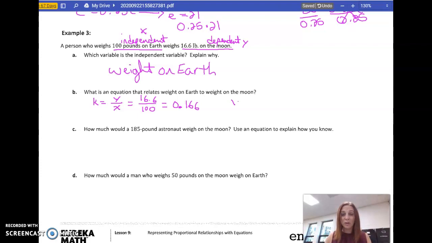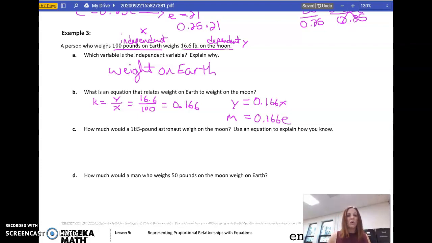Now we can write that into our equation. y equals 0.166 times x. But better is if we would say y, well, y is our dependent. It's our weight on the moon, so I'm going to use m, equals 0.166 times x. x is our weight on Earth, so I'll say e.